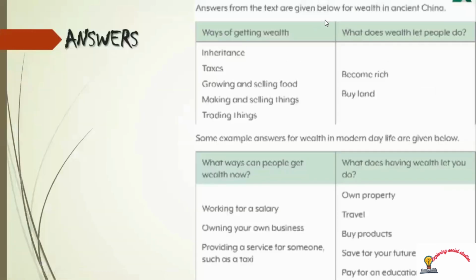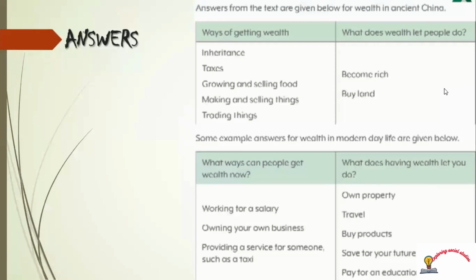Answers for these questions. Ways of getting wealth: inheritance, taxes, growing and selling food, making and selling things, trading things. What does wealth let people do? Become rich, buy land. You can add more points. Some examples of answers for wealth in modern day life are given below. You can add more points.